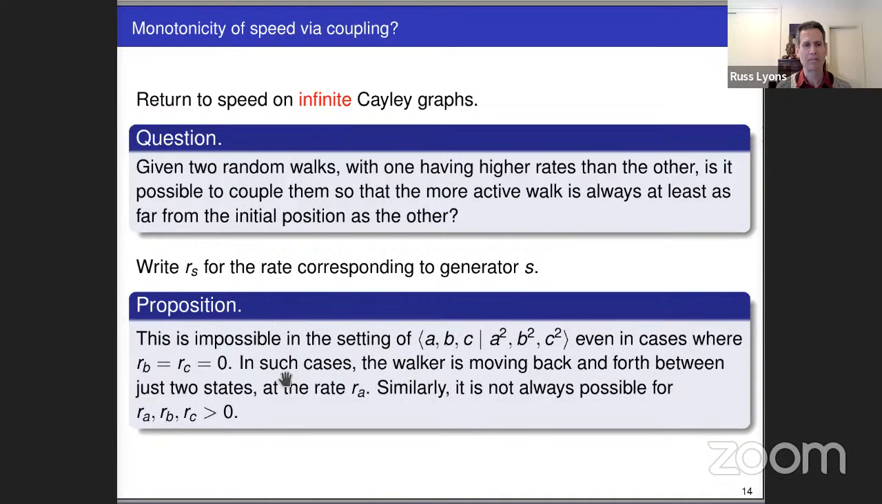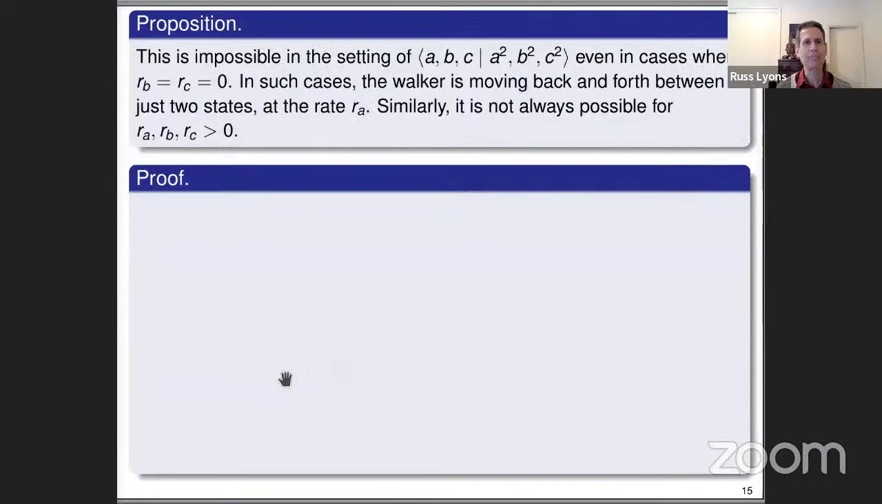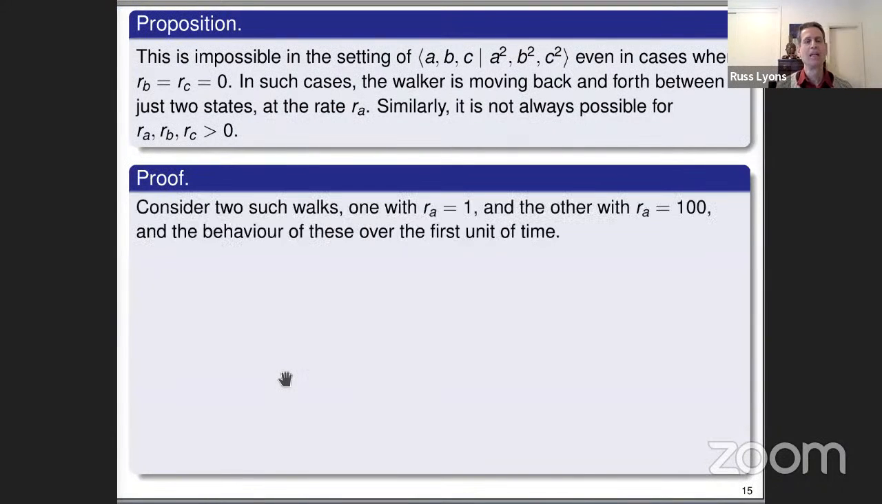So let me prove that to you. Do the first case first. Let's say the first one has rate 1 on edge A and the second has rate 100 on edge A. The other says 0. Now, intuitively, the one at rate 100 has got to go back and forth many, many times, and the one at rate 1 is just going to go moderately back and forth. How is the fast one going to stay at least as far as the slow one?